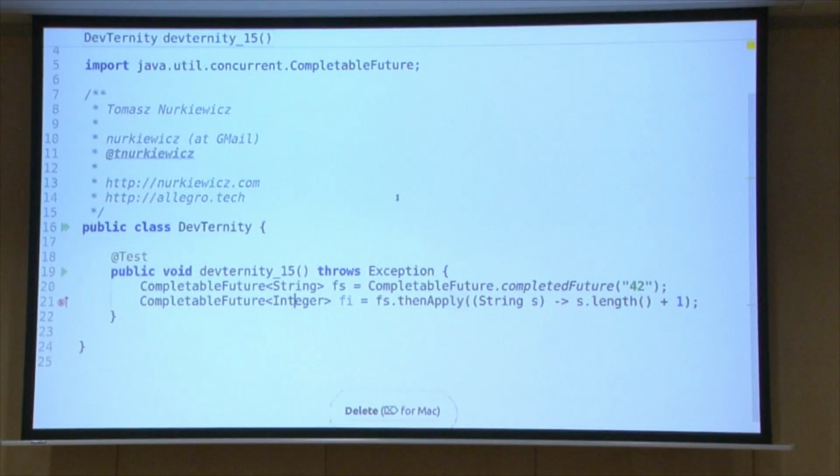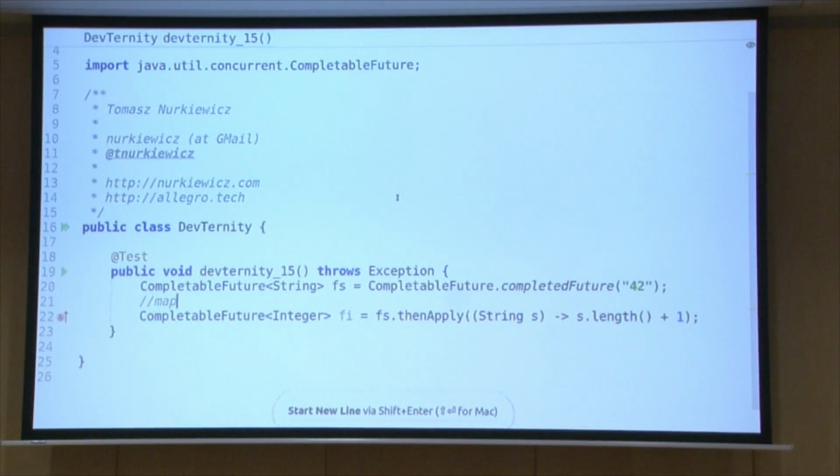And this is really important because what thenApply does, and typically in every other language and technology it's called just map, is that it applies a transformation on the contents of the future when this future is completed. So you're not blocking on the result. You're not waiting until you actually get this string. The only thing that happens here is that you're registering a transformation that's going to be applied later on.